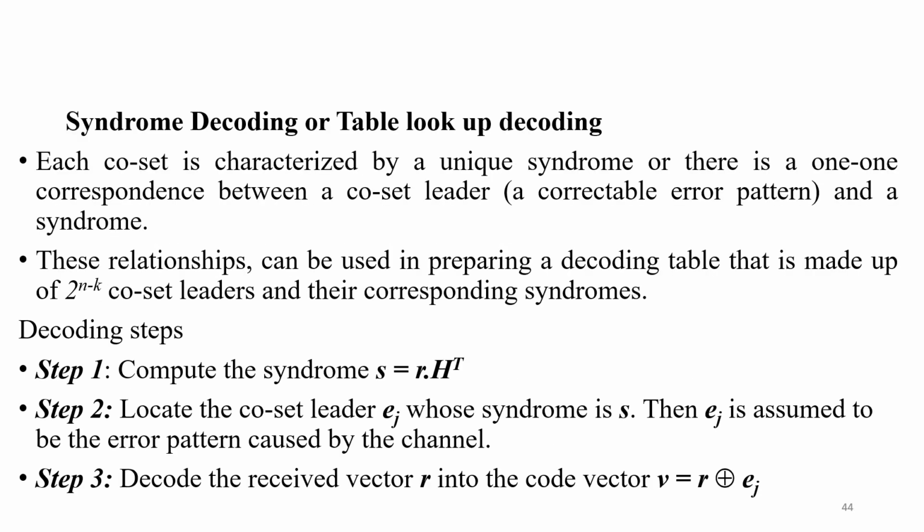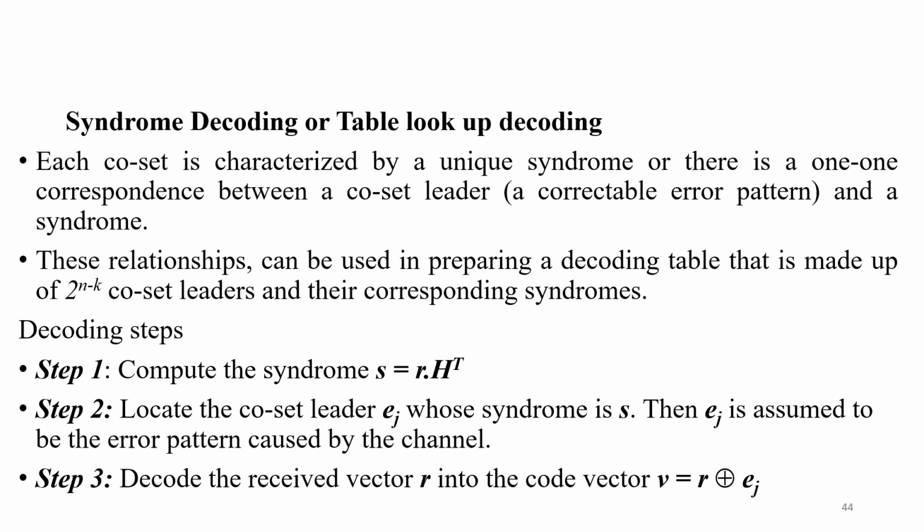Syndrome decoding or table lookup decoding. Each coset is characterized by a unique syndrome, or there is a one-to-one correspondence between a coset leader and a syndrome. These relationships can be used in preparing a decoding table that is made up of 2^(n-k) coset leaders and their corresponding syndromes.